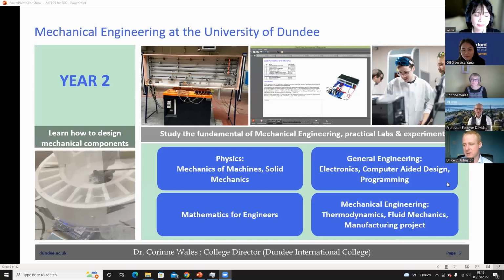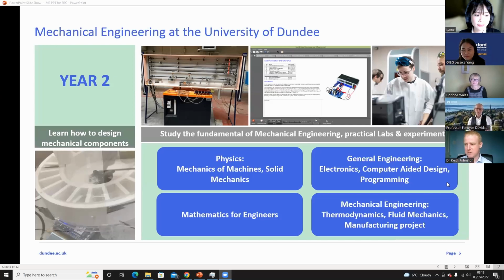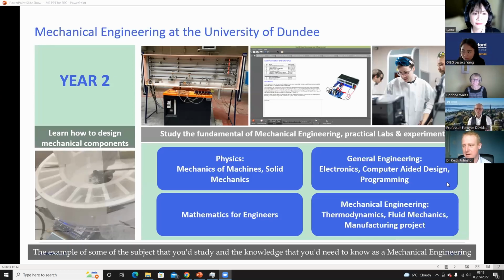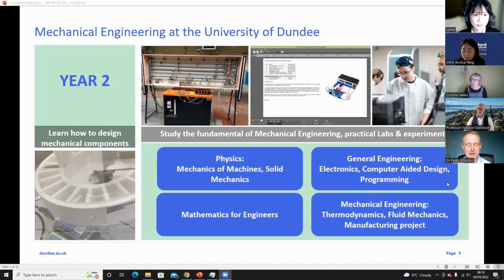So Corinne mentioned a little bit about the subjects that you will study in ICD. These have been directly mapped onto our level 2 engineering program, and I can give you an example of some of the subjects that you would study and the knowledge that you need to know as a mechanical engineer.